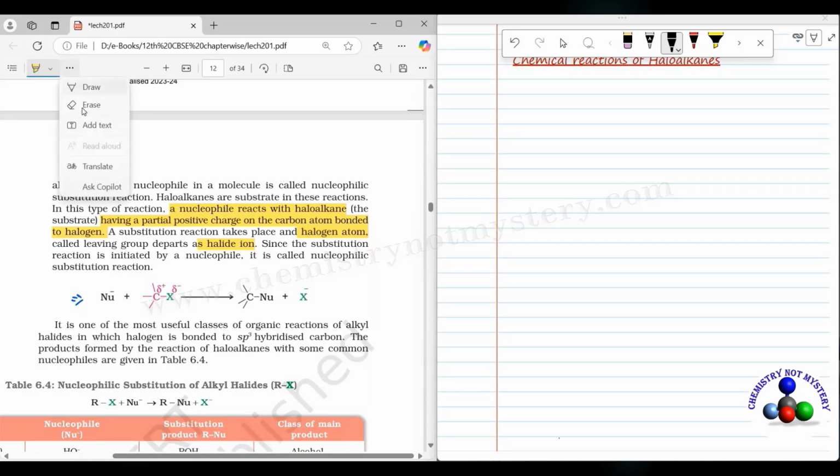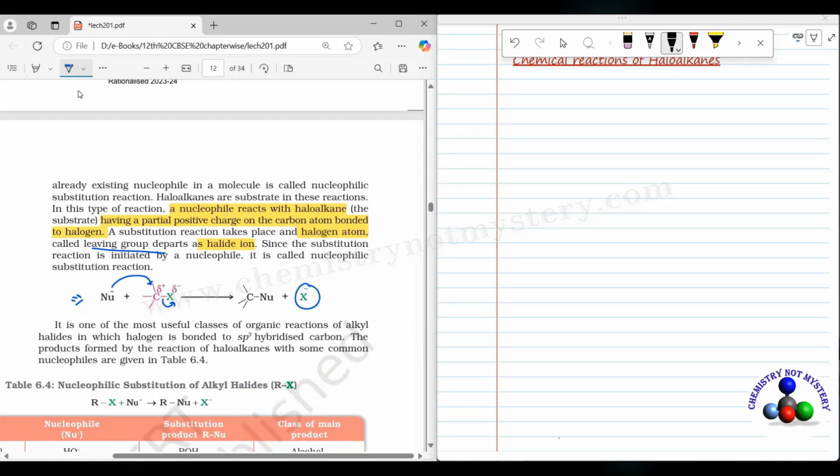So let's examine the reaction given here. When this nucleophile reacts with the substrate, which is alkyl halide, the nucleophile attacks the carbon atom and forces the halogen to leave the molecule in the form of halide ion. That's why halogen is called the leaving group. Since the substitution reaction is initiated by nucleophile, it is called nucleophilic substitution reaction.